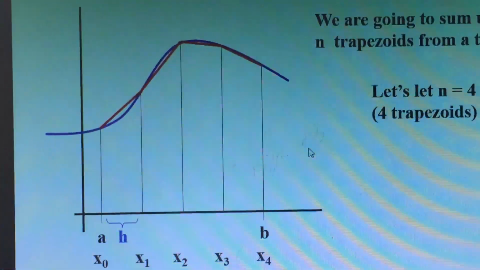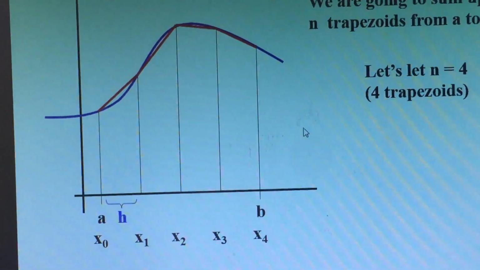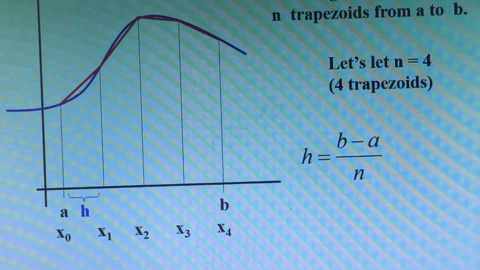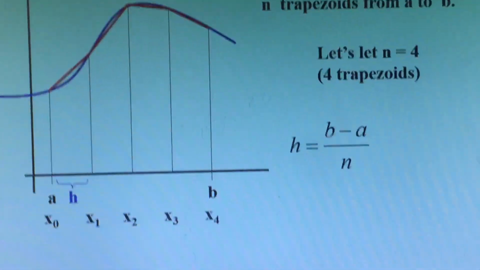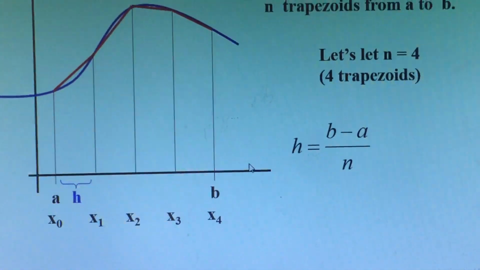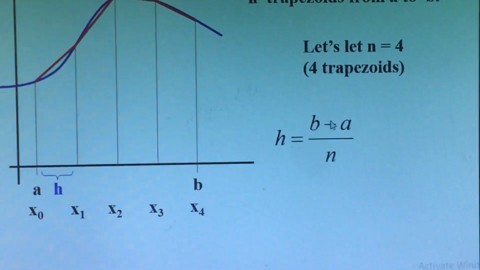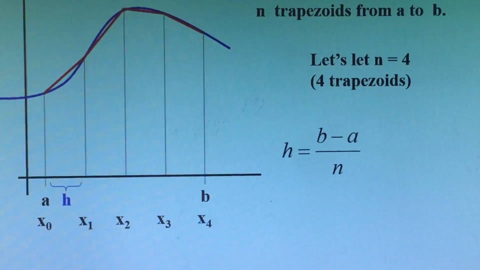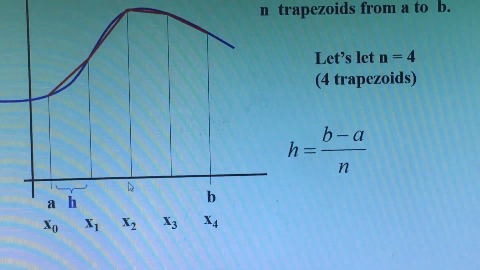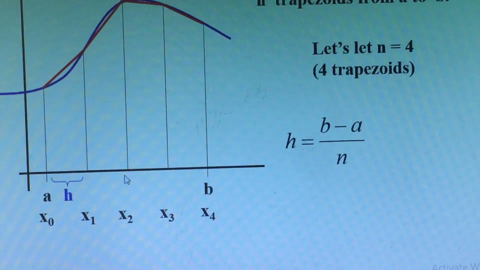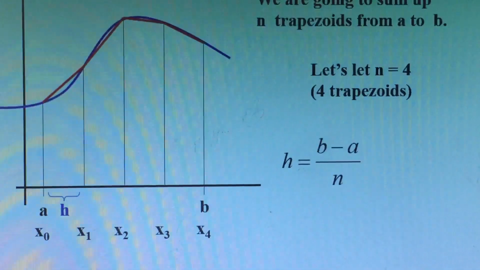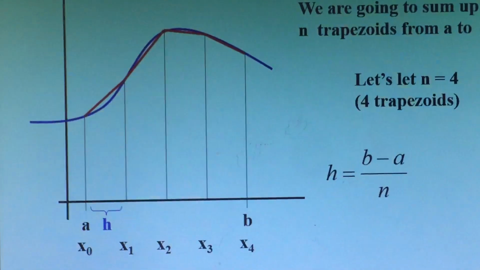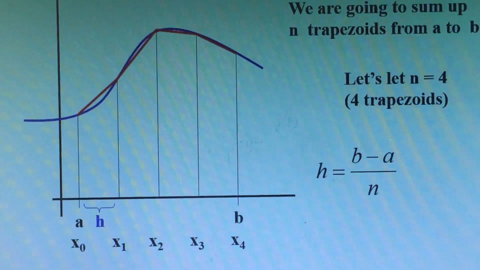And we calculate the trapezoid area. h is equal to b minus a over n. b minus a means the distance from the lower limit to the upper limit, and over n we split into four segments. We can split into 6, 8 and so on. The more we do, the better results we get. Anyway, now I'm splitting into four trapezoids.